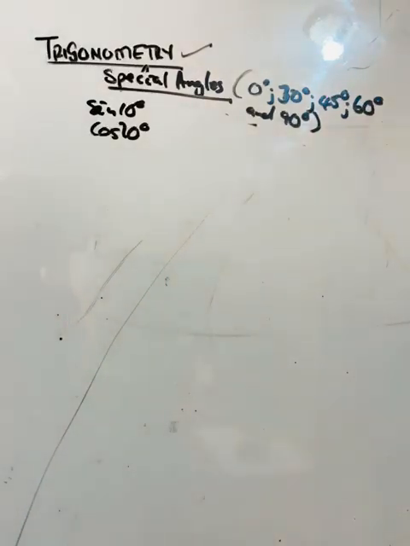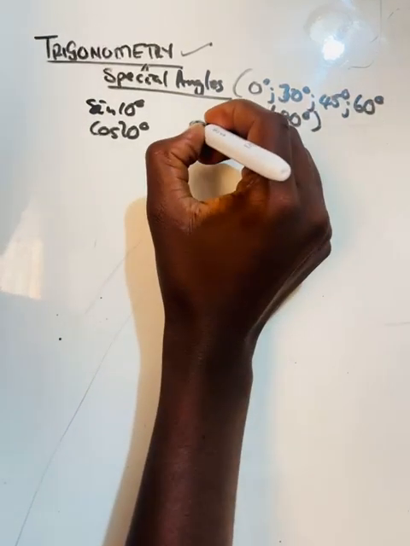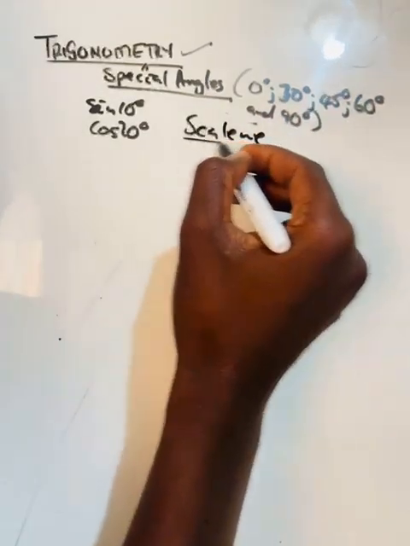Now, how can we help ourselves to memorize these special angles? Because when you're starting out, you can't just remember them immediately. We are going to use 2 different types of triangles. The first one, we know it as a scalene, and the second one, we know it as an isosceles.